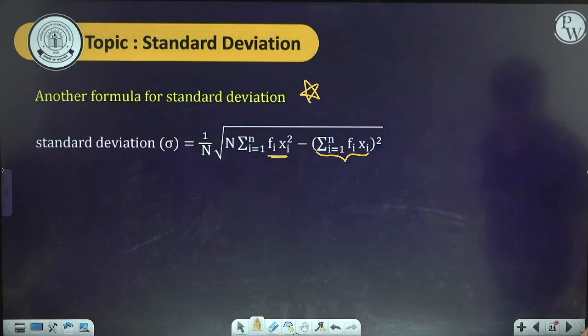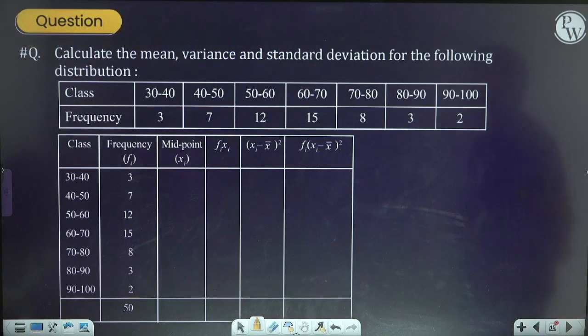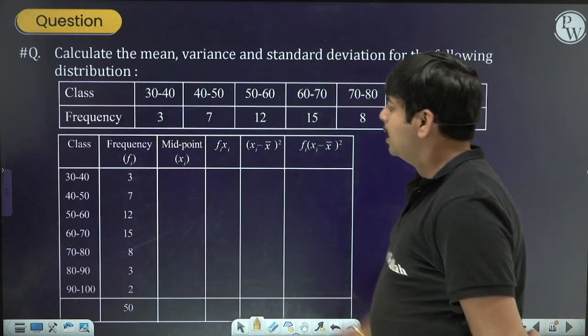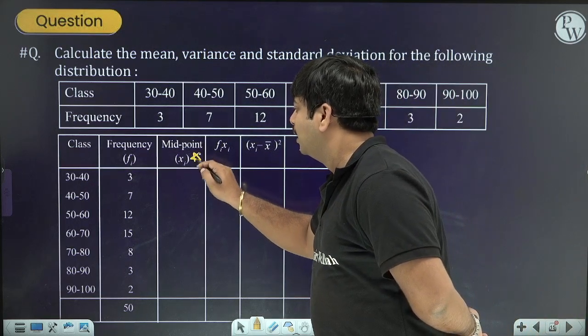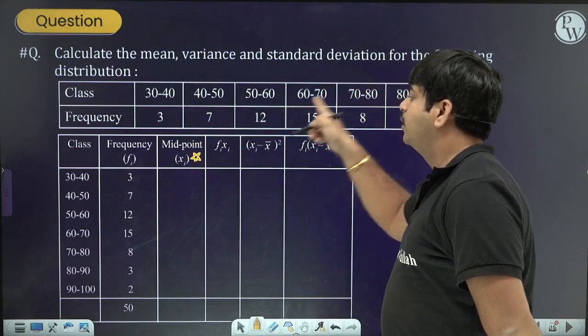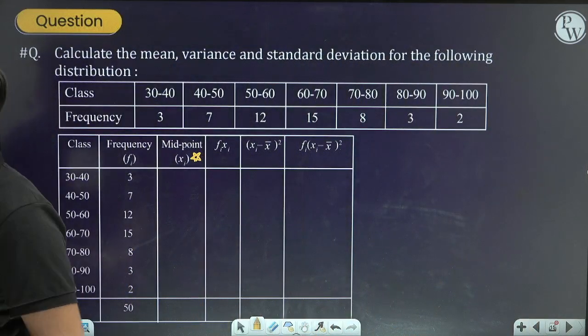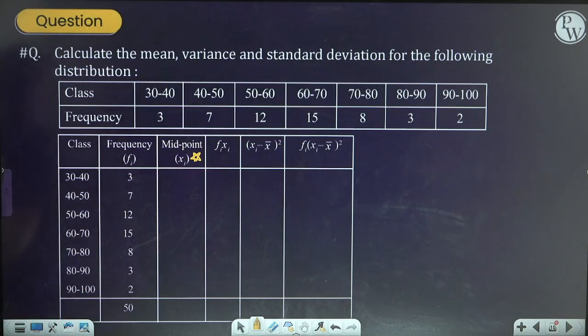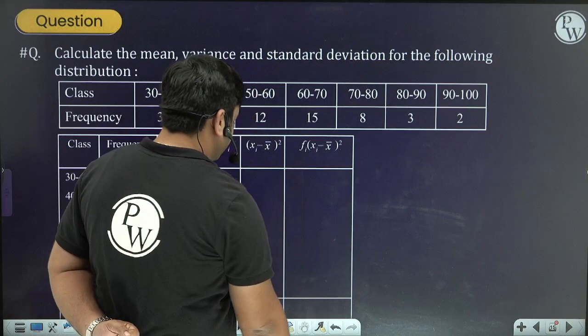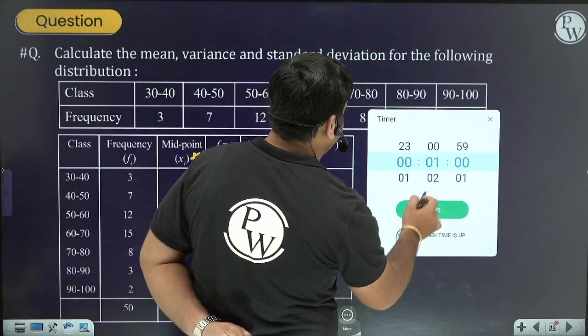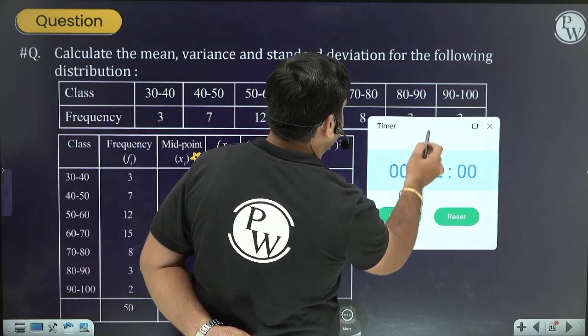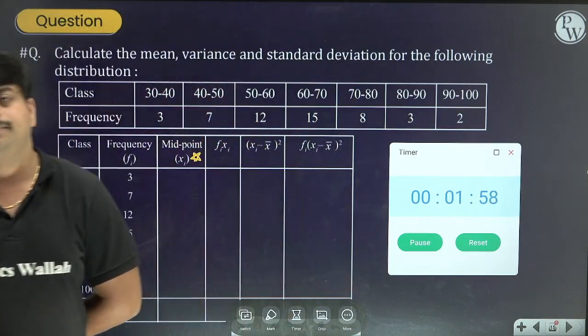Right. So calculate the mean, variance and standard deviation for the following distribution. Can you please help me with that? Say midpoint, this is xi; in a continuous frequency distribution, we take care of xi. The remaining process and method are the same. Please do that. I'll give you 2 minutes, people. Please try to solve as much as possible. Do it fast.